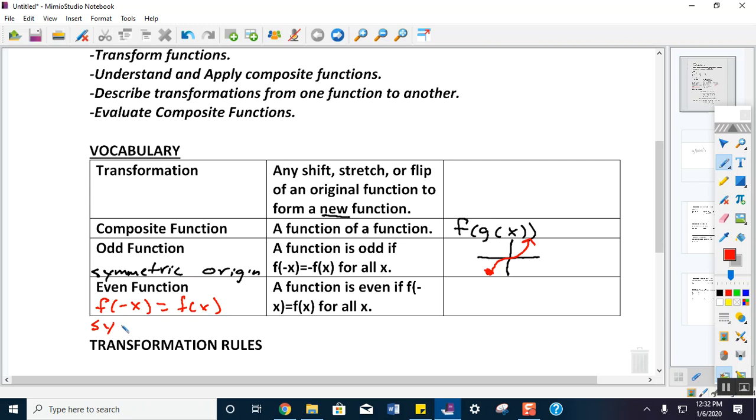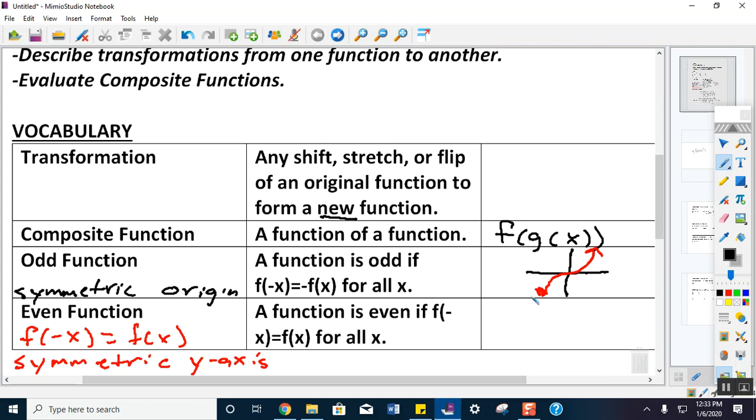This one here is symmetric around the y-axis, meaning the left half exactly mirrors the right half. So graphically, if I represented this, this is maybe what you'd see for an even function.